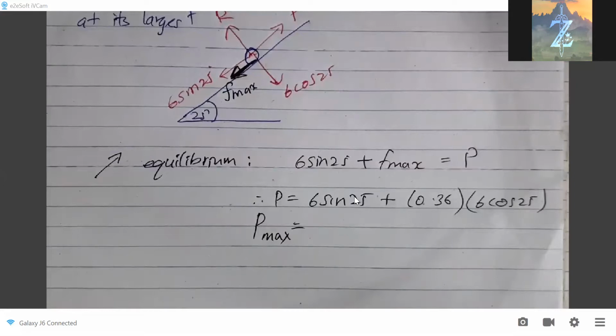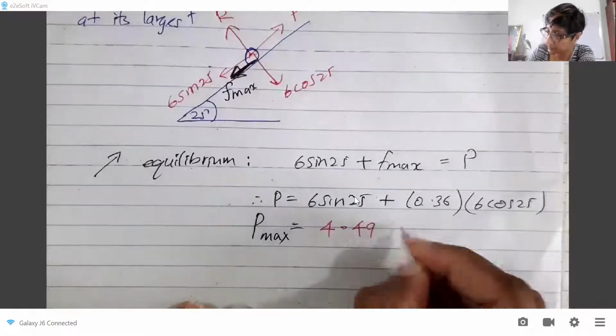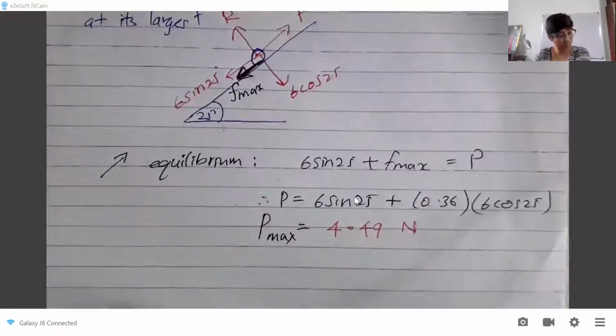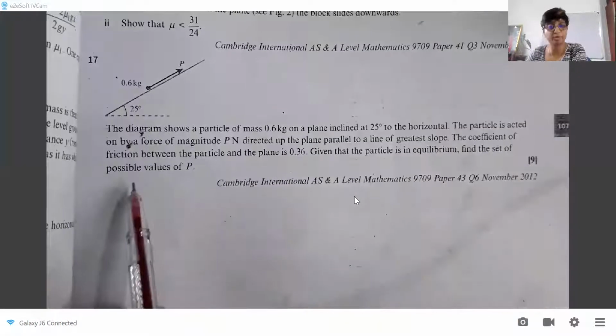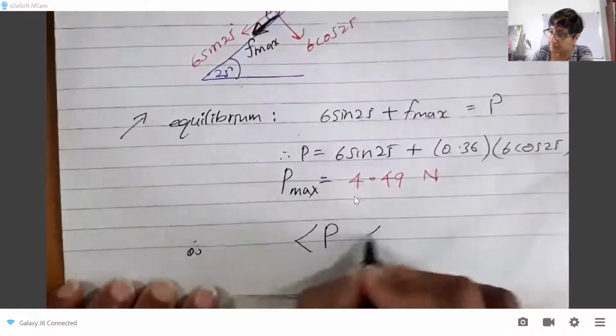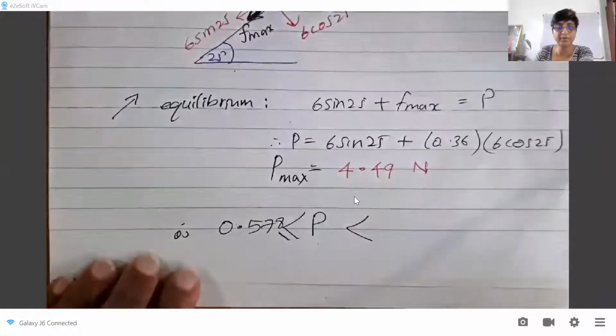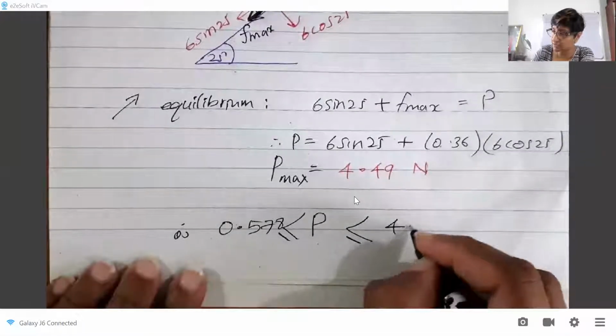The answer is 4.49. Very good. Now, the question was, find the set of possible values of P. So you finally write, therefore, P can be between 0.578, can be equal to that, or less than 4.49.